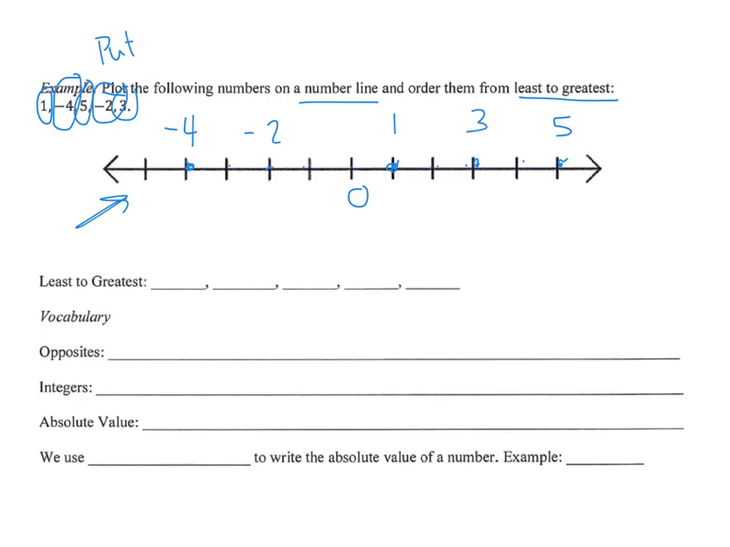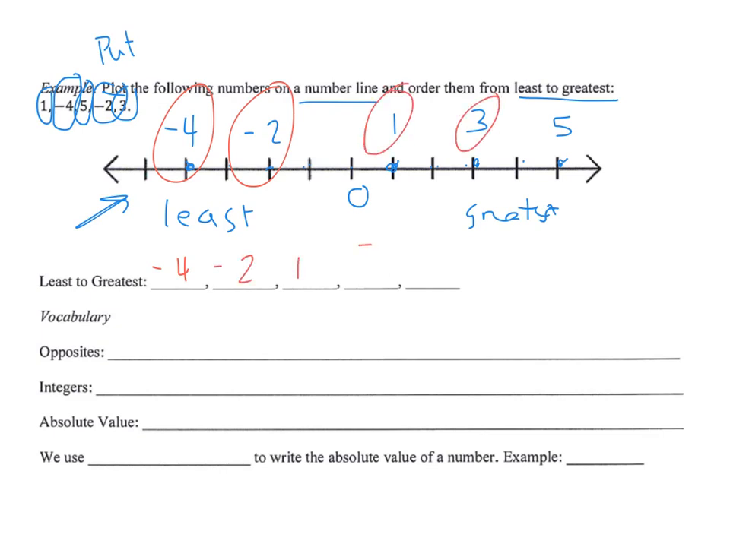So on the number line, the numbers are from least to greatest. These are the least numbers. These are the greatest numbers. So I can just copy: -4 comes first, then -2, then 1, then 3, then 5.